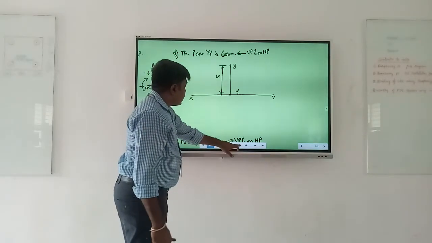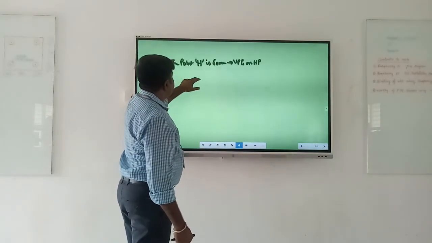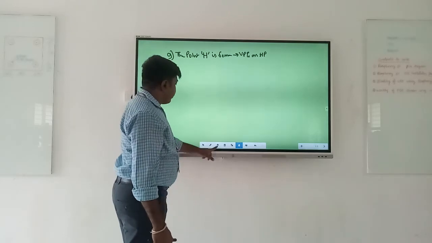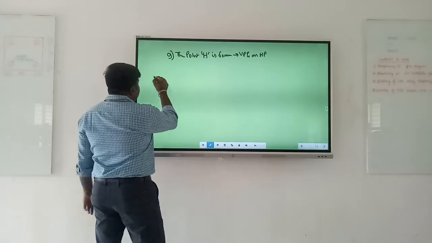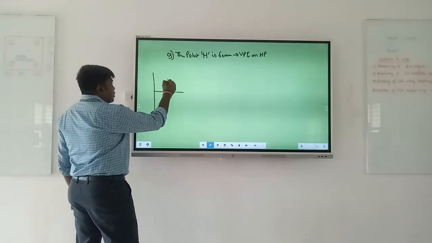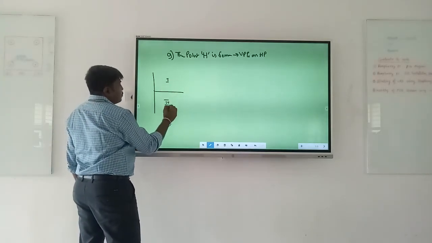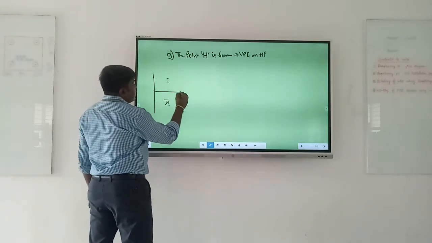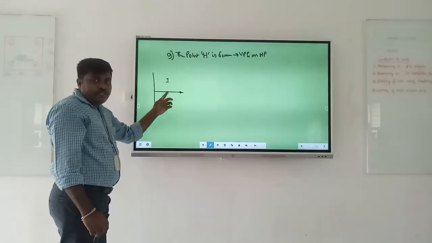Okay, coming to the last one, the point H is 60 mm in front of VP and on HP. In front of VP, so in front means forward direction. This is first and fourth. How much mm in front? 60 mm in front. This is the image object.